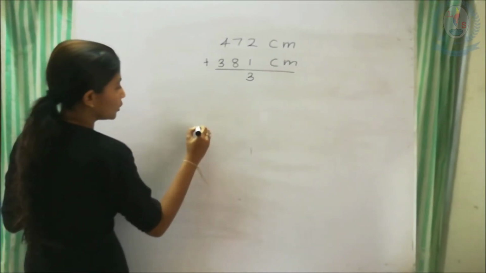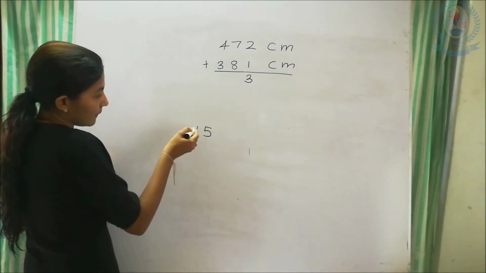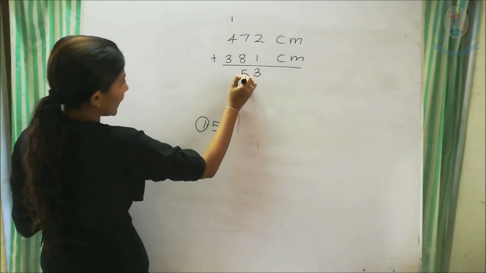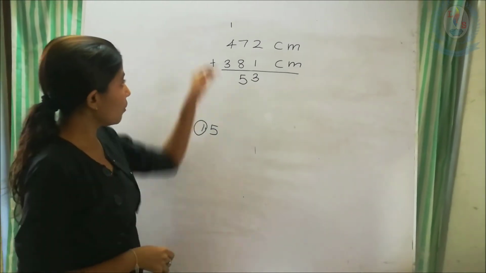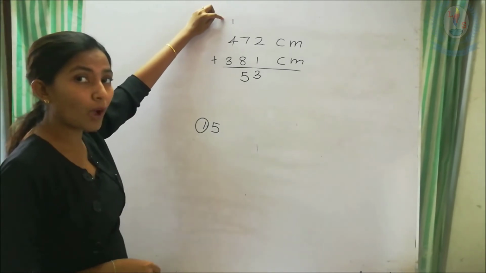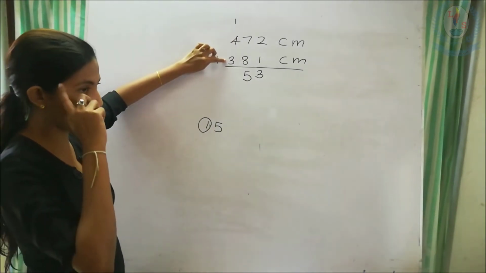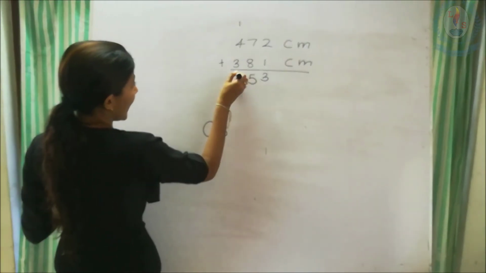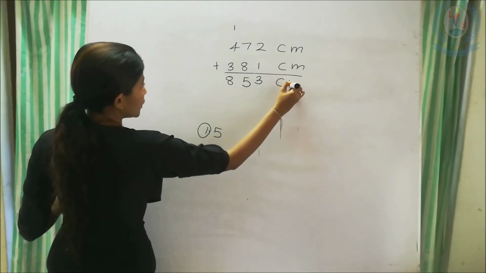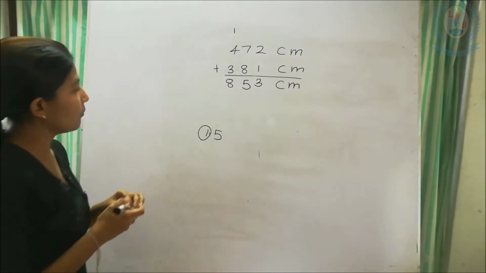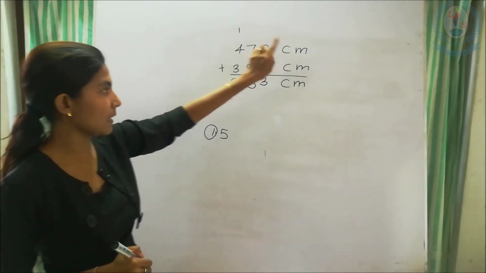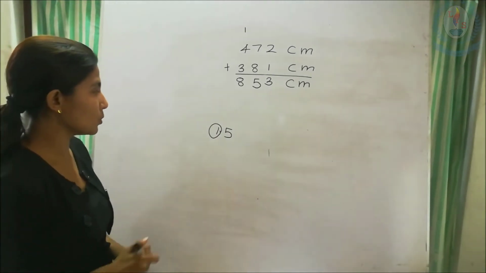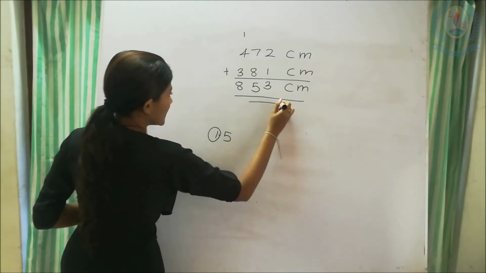Then again we got 2 digits. Then we put the first one here. Then you put the 5 here, right? Then 4 plus 1 is 5. 5 plus 3, 5, 6, 7, 8. Then we write 8. Then after that you put the sign here. 472 centimeters plus 381 centimeters equals 853 centimeters.